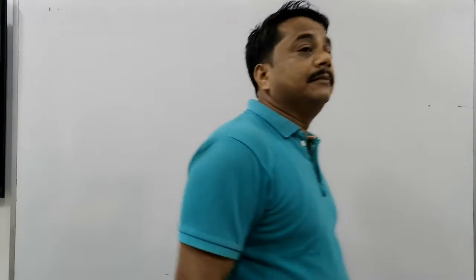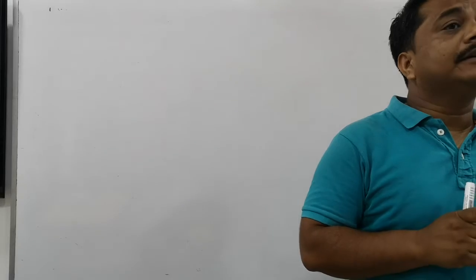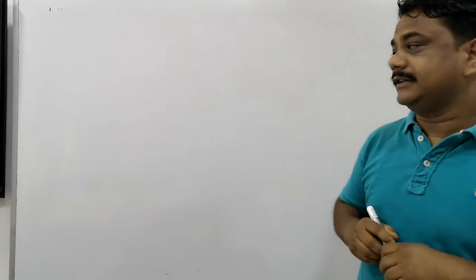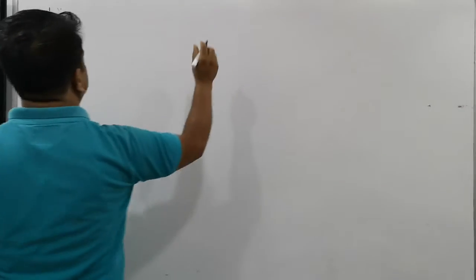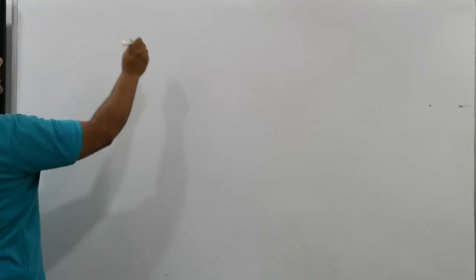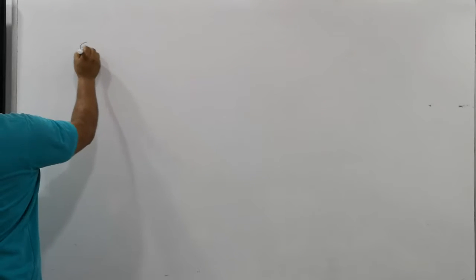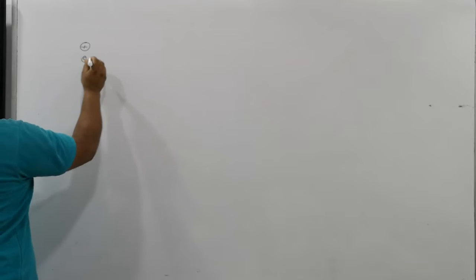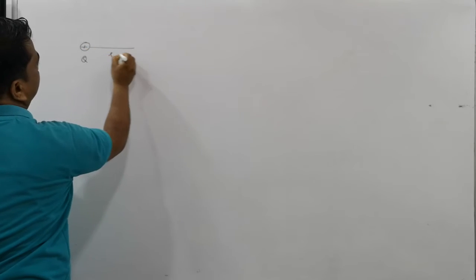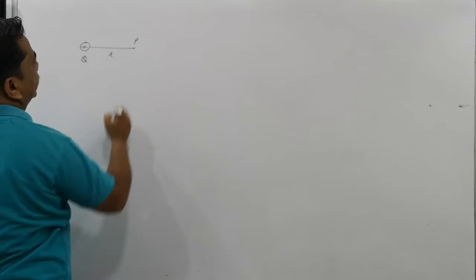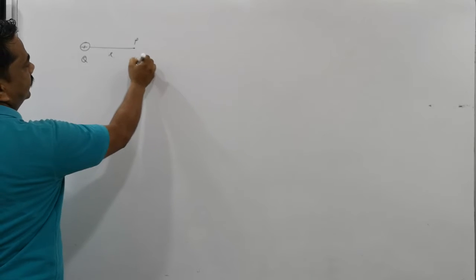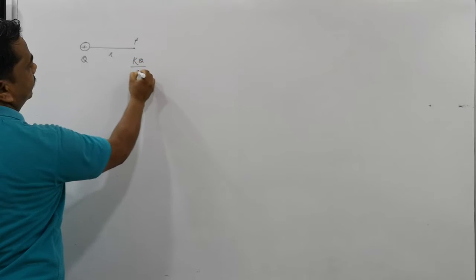Last time we discussed the electrostatic potential due to a single point charge. Is that clear? Electric field, electrostatic potential. The positive charge Q is placed here, and at position R we want to find the electrostatic potential at point P. So the electrostatic potential is KQ divided by R.